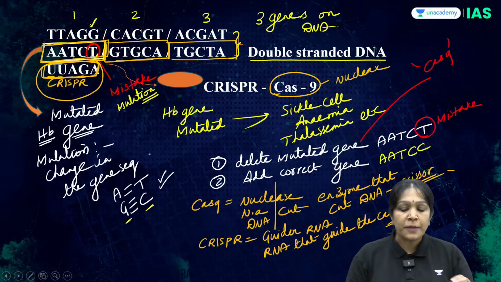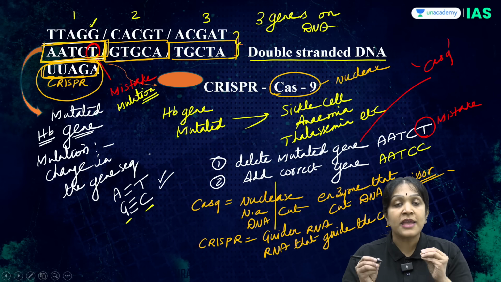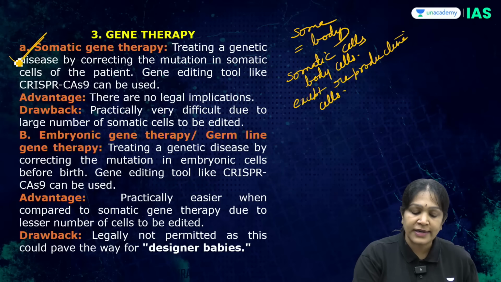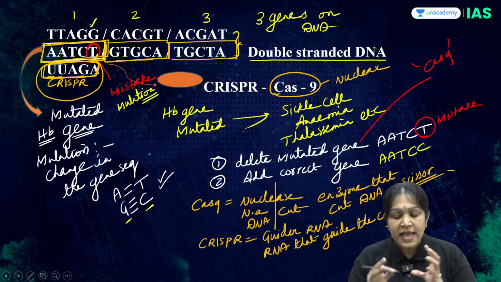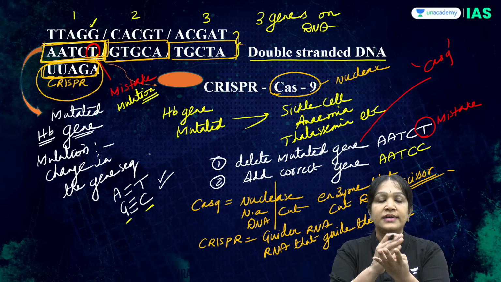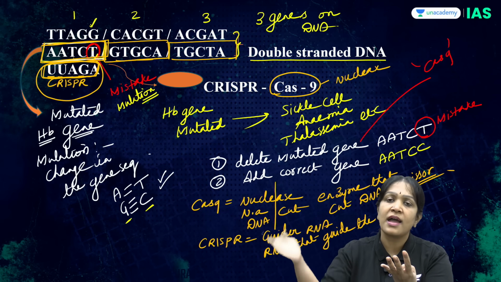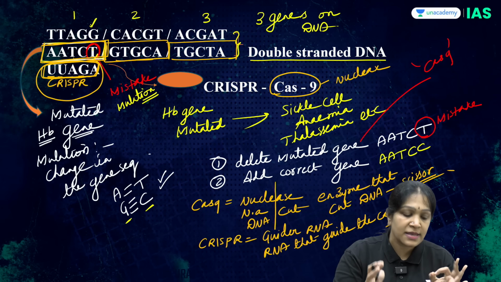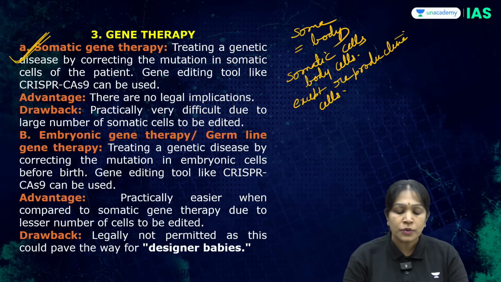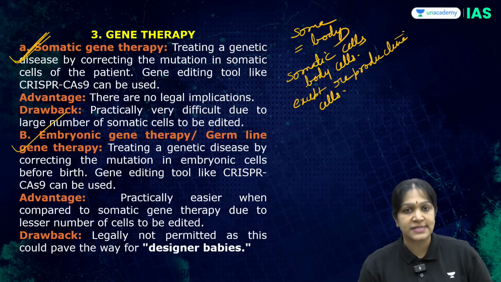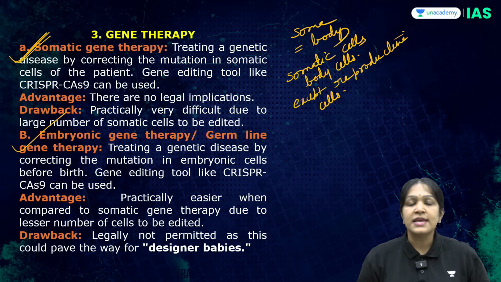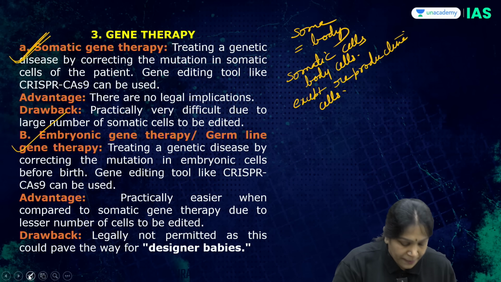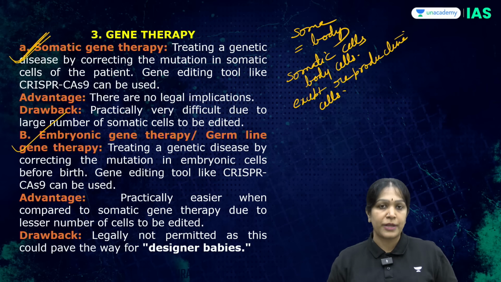Okay, I told you the procedure of gene therapy. If we do this gene therapy in the somatic cells, we call it somatic gene therapy. Same procedure. What procedure? Delete the mutated gene, add the correct gene using CRISPR-Cas9. If you do that in the embryonic cells, then we call it embryonic gene therapy. By the way, what is an embryo?